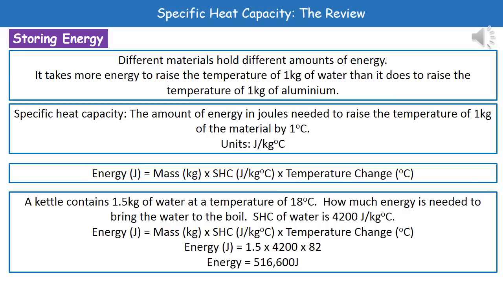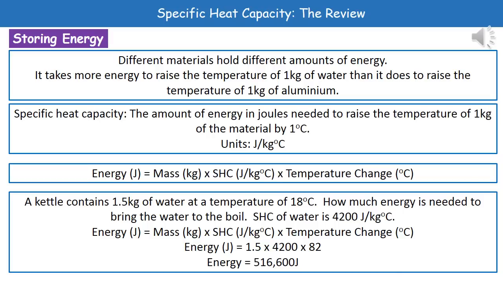To give you an example of the kind of question you might be asked: a kettle contains 1.5 kilograms of water at a temperature of 18 degrees Celsius. How much energy is needed to bring the water to the boil? The specific heat capacity of water is 4,200 joules per kilogram degree Celsius.